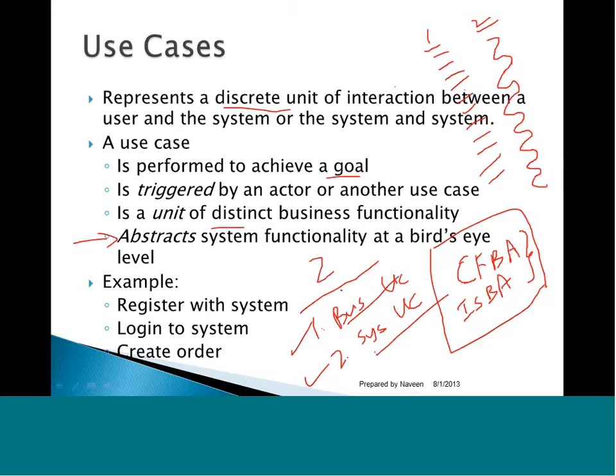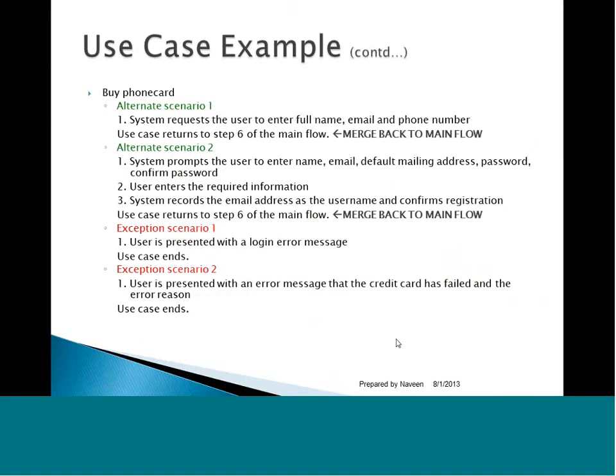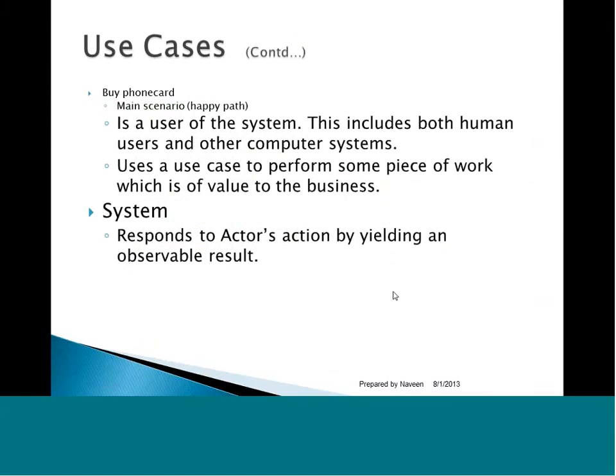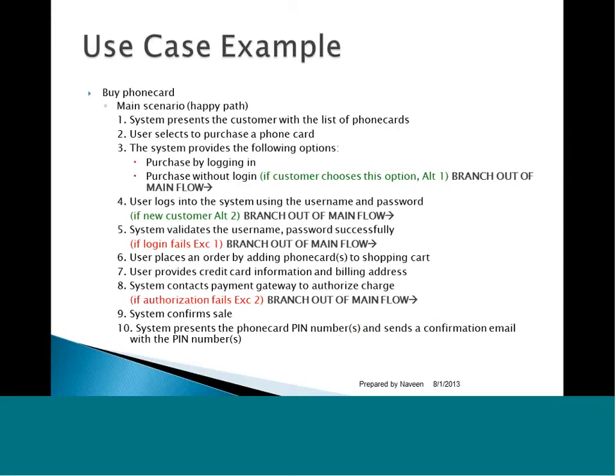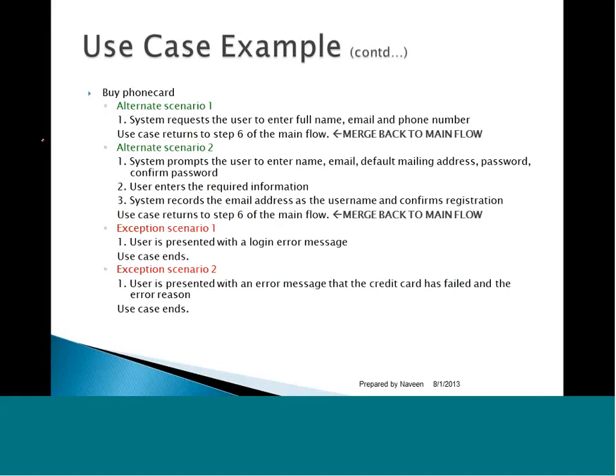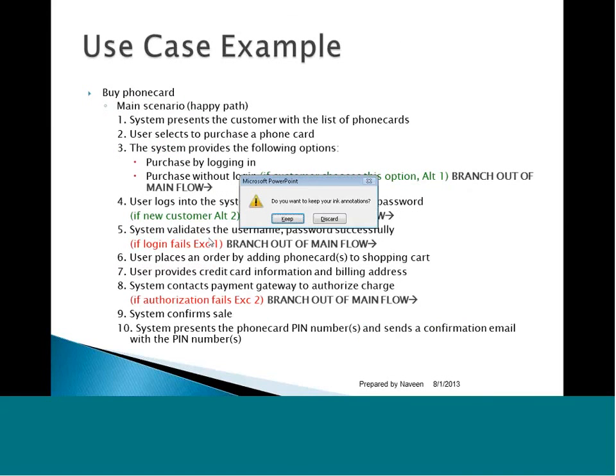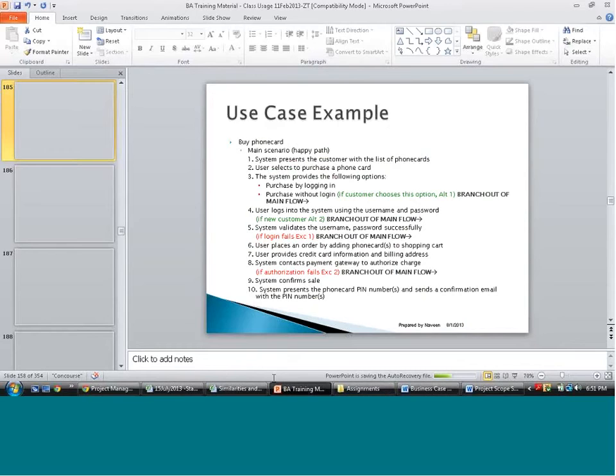However, if you know how to write system use cases, writing business use cases is not a big deal. Business use cases are abstract, giving you the system functionality at a bird's eye view level, while system use cases are detailed use cases. So for example, this is an example of a business use case. If you want to buy a phone card, there's a main scenario and then steps, and then there are alternate scenarios for that. But I think even this probably is not a great example for a business use case.